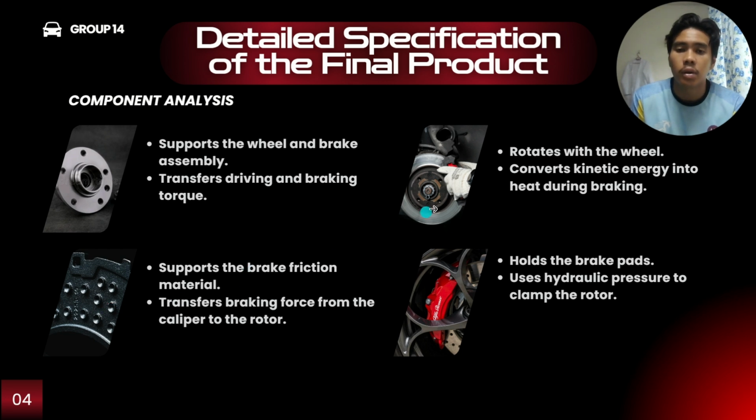And the next one is the brake rotor. The brake rotor rotates together with the wheel. During braking, it converts the vehicle's kinetic energy into heat through friction. Lastly is the brake caliper. The brake caliper holds the brake pad and uses hydraulic pressure to clamp the rotor during braking.